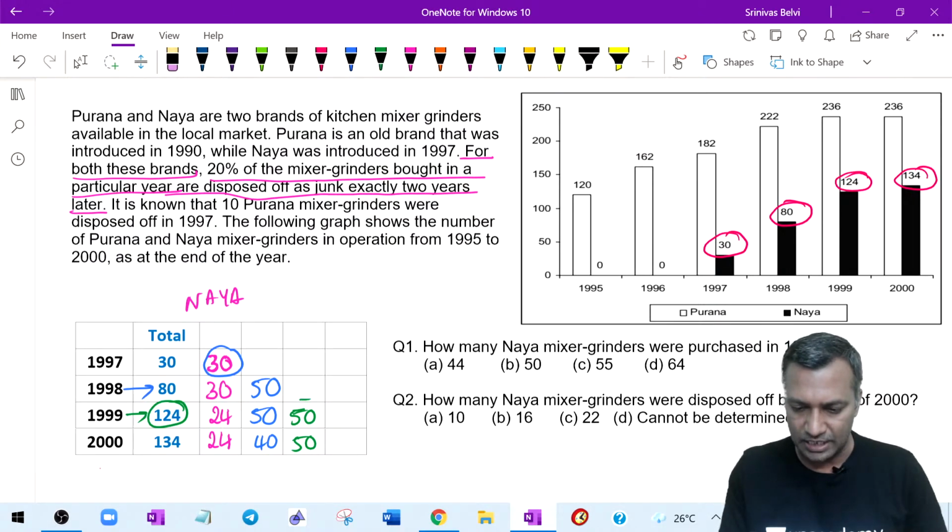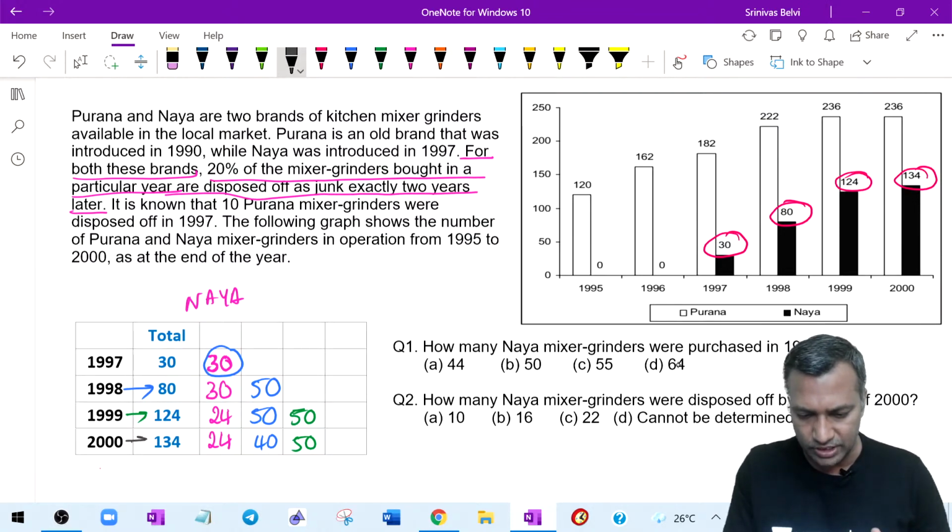Fair enough. So let me come to the last piece of information. What about this 134 in the year 2000?